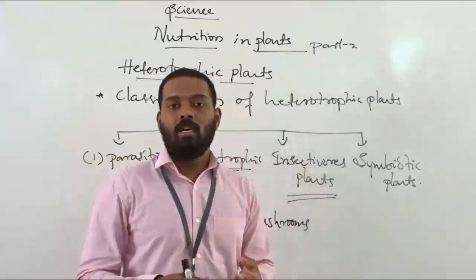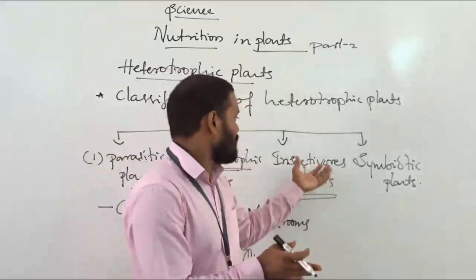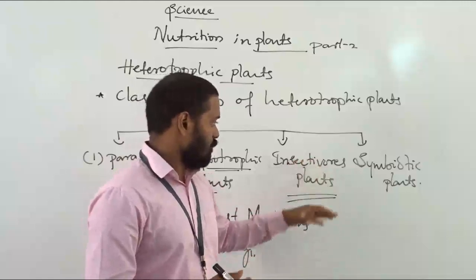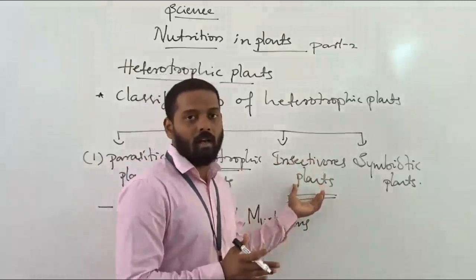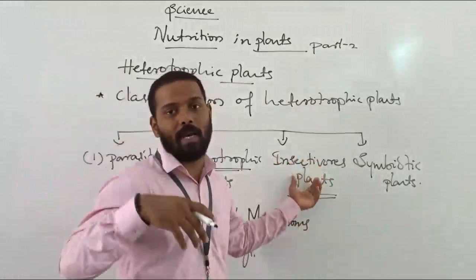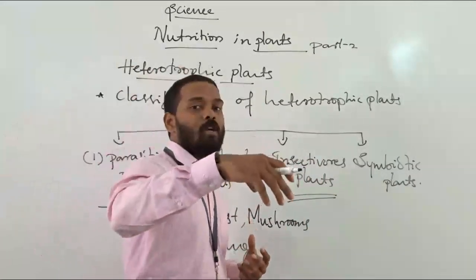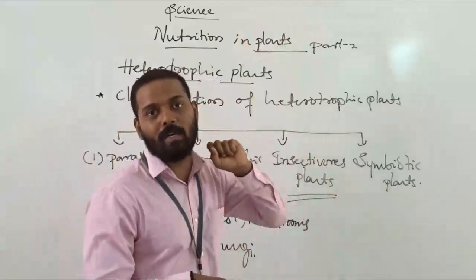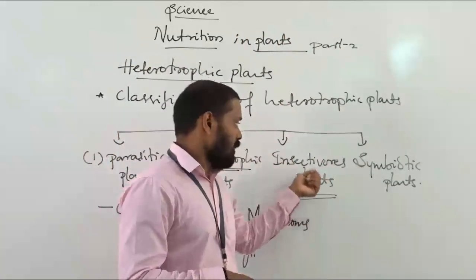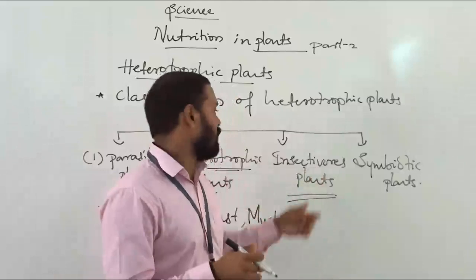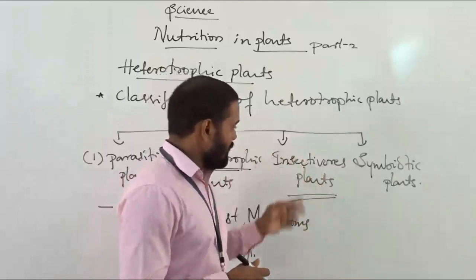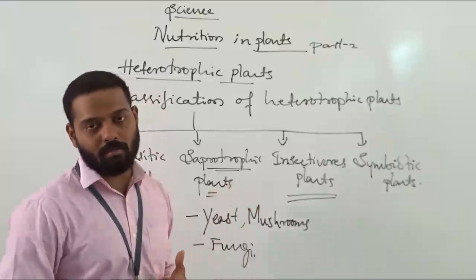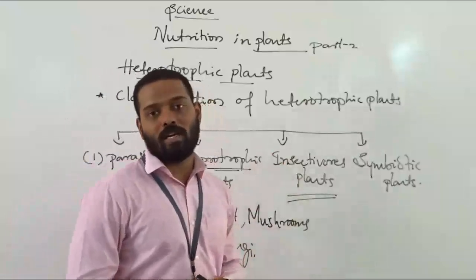What will happen? When these plants blossom, they show some colorful things on the lid, so that insects are attracted towards the plant and come and sit on the lid. When insects come and sit, the plant captures the insects. After capturing the insects, they are digested and utilized. So insectivorous plants depend for food on insects or other living organisms. Insectivorous plants we can also call heterotrophic plants.